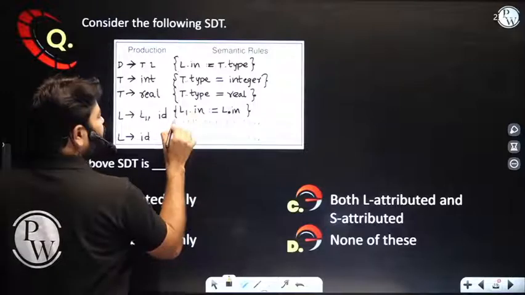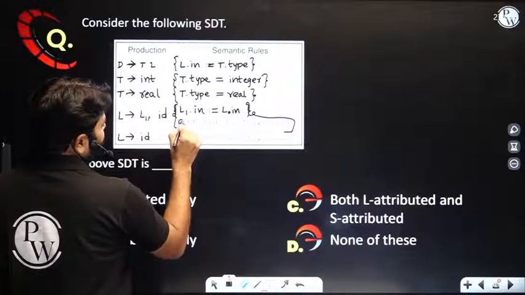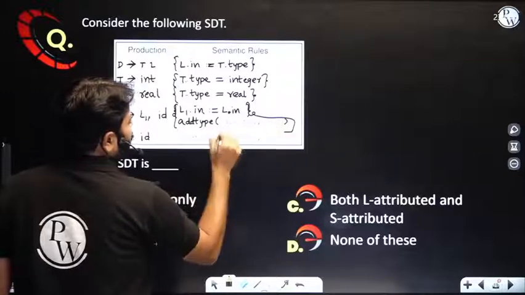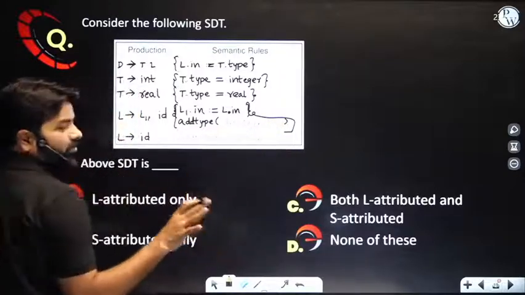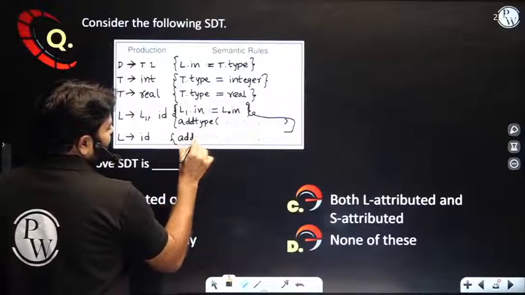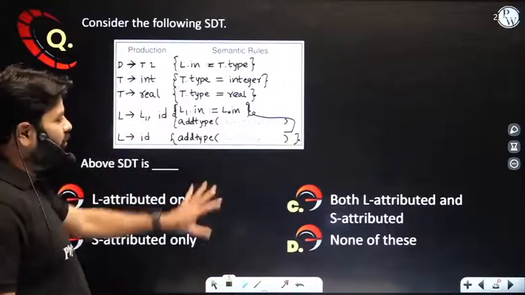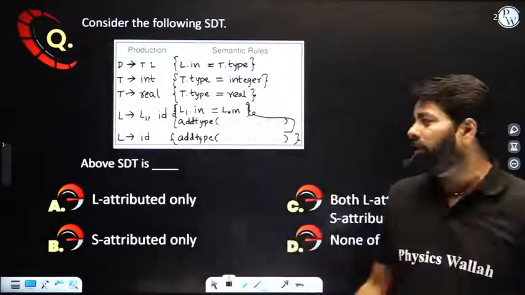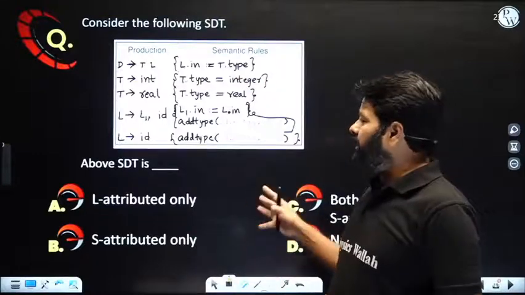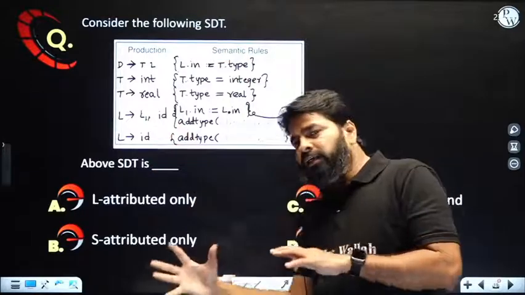So these are the rules. There is one more here, so I am keeping the bigger parenthesis here. Don't look at this, you don't need it right now. I'm not evaluating, so don't worry about what is there. And here also there is addType. So don't look at these functions. They do something, no need to worry what right now, as we are not evaluating this SDT, we are only understanding what type of grammar this is. Okay, this SDT is dash. For that, first assume translations are at the end, so it can happen in both L-attributed grammar and S-attributed definition.